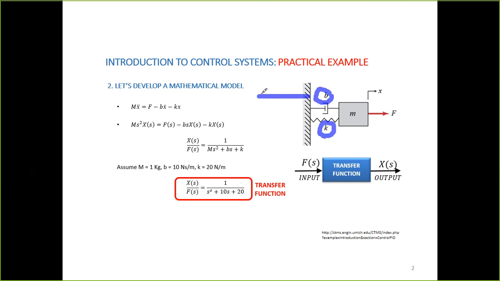So these two forces are going to pull your system this side. This force is going to pull your system this side. So this is the net force acting on your system: F in the positive direction, these two terms in the negative direction. If you expand it, your system is going to look like this.